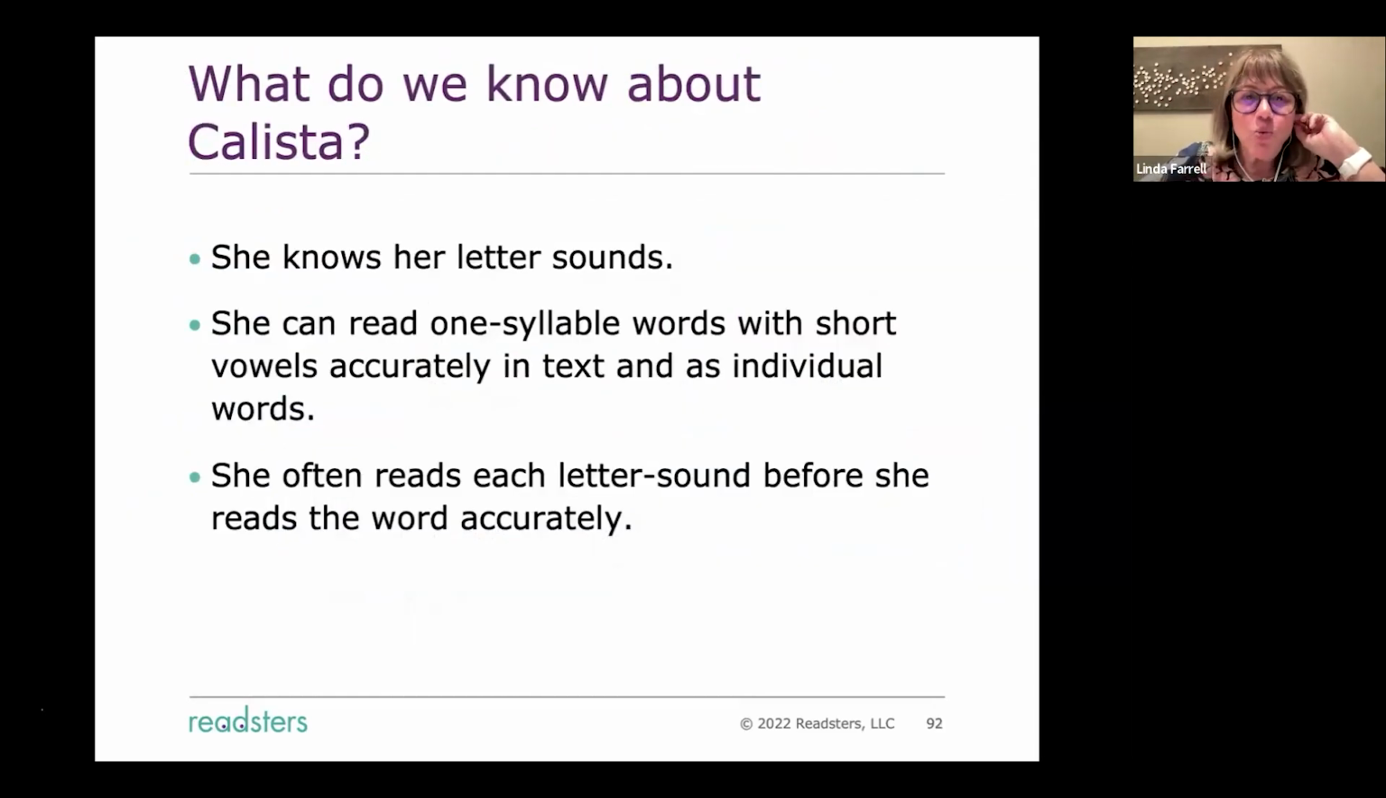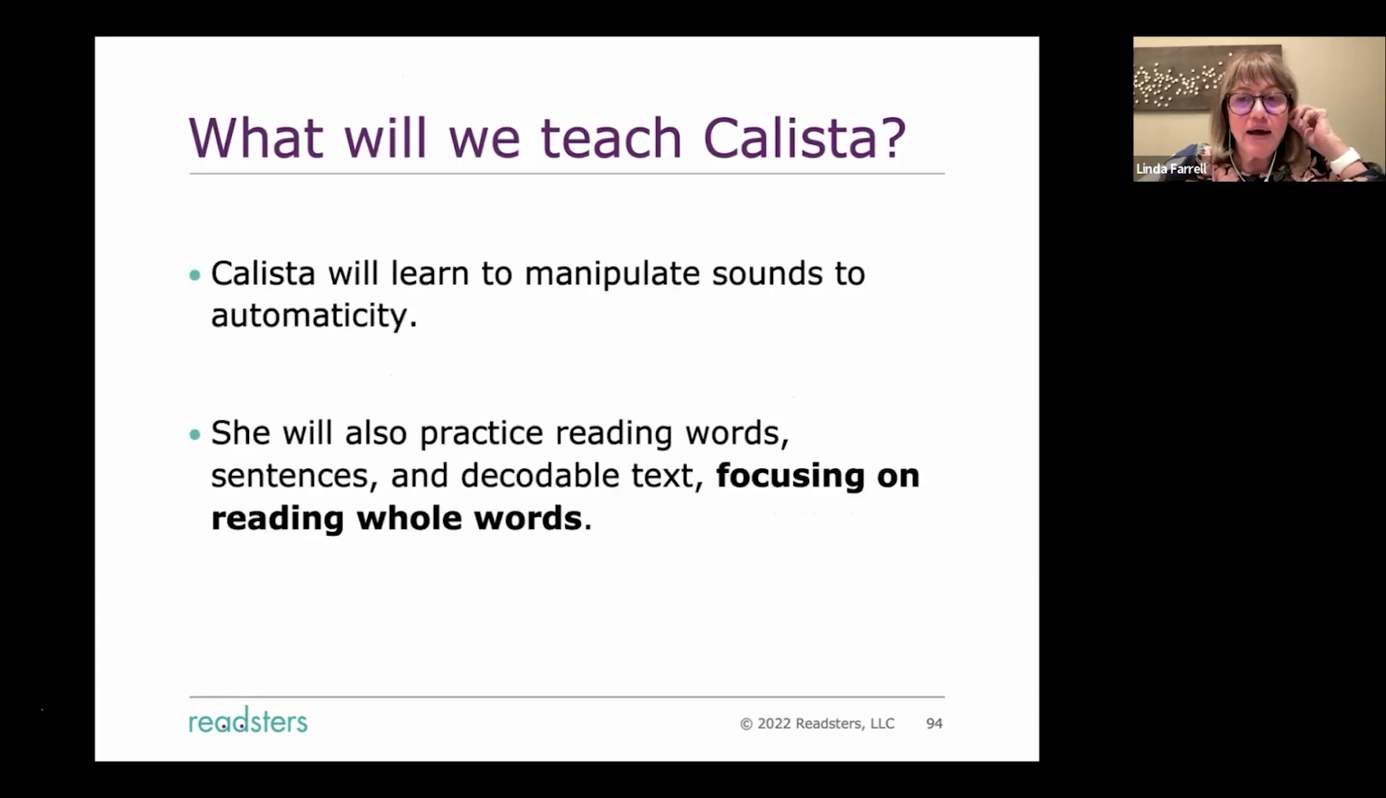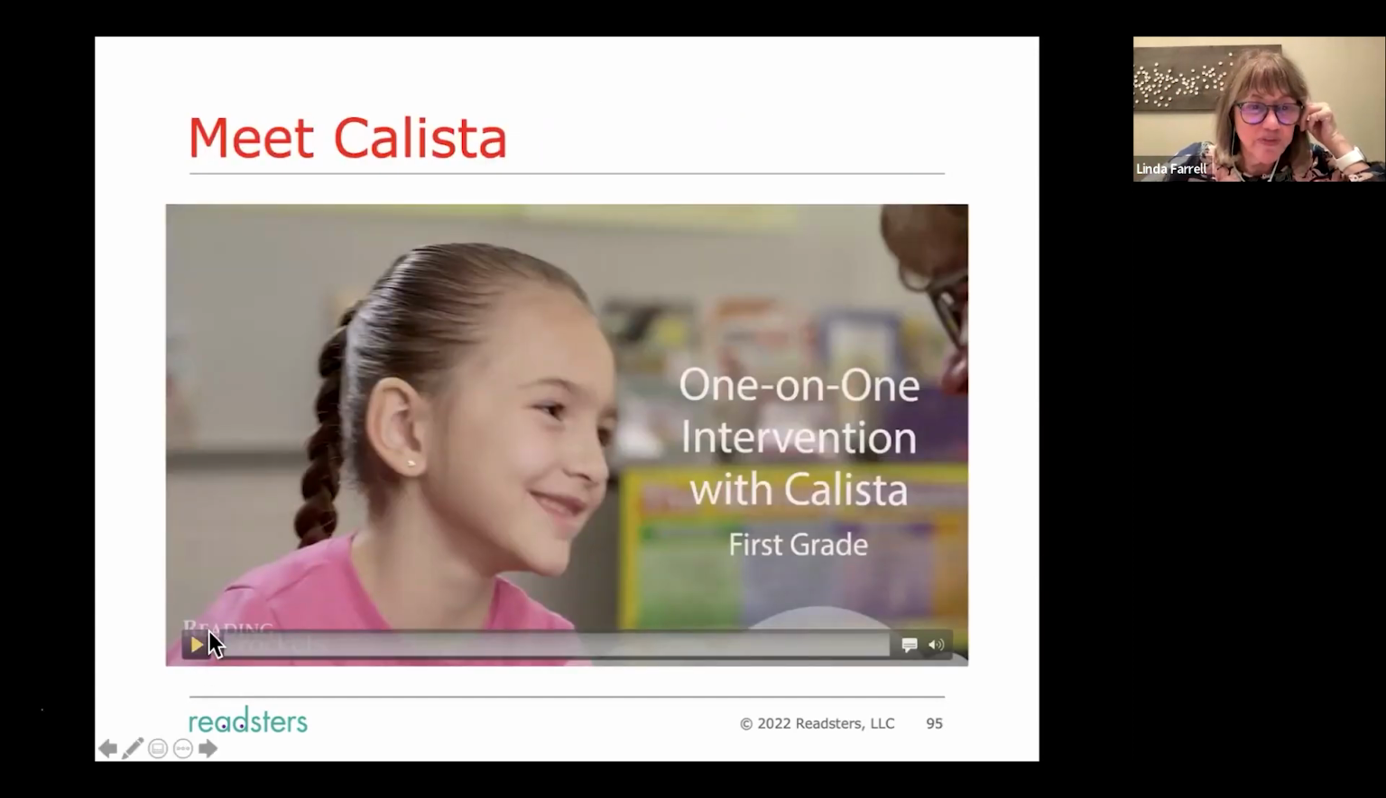So what do we do with Kalista? Her biggest weakness is sound by sound reading. And this is what I'm just going to tell you. Sound by sound readers have a phoneme manipulation problem. Now, some sound by sound readers, you say, oh, you don't have to sound it out, and they can do it. Sometimes they just need to be prompted, but that is not the case with Kalista or persistent sound by sound readers. So we're going to start by teaching Kalista how to manipulate sounds to automaticity. Let's watch how this works.